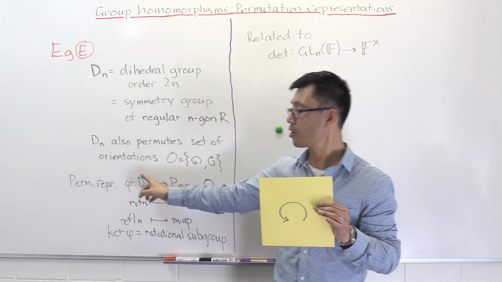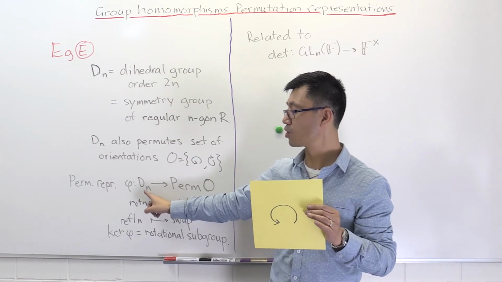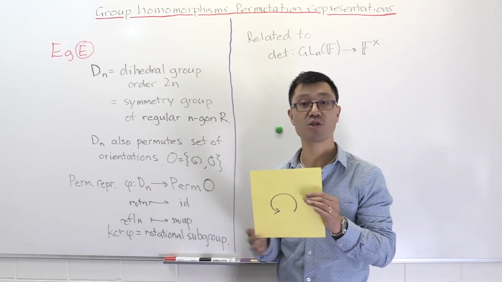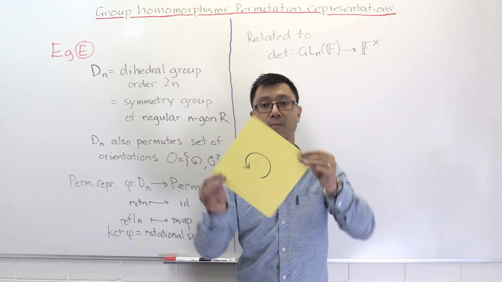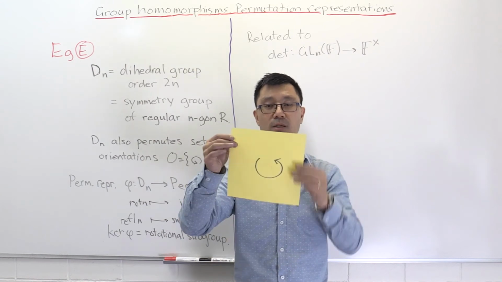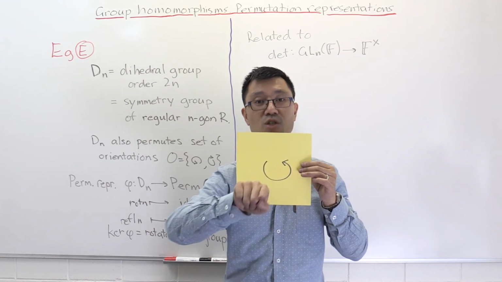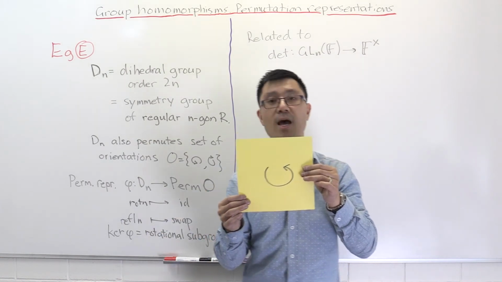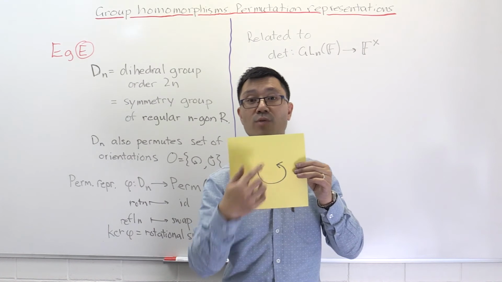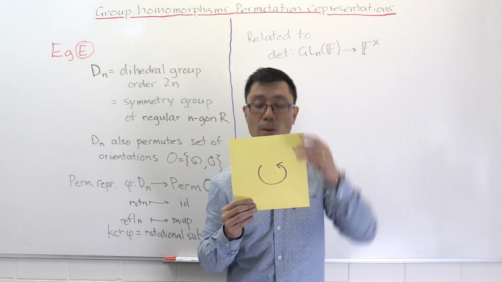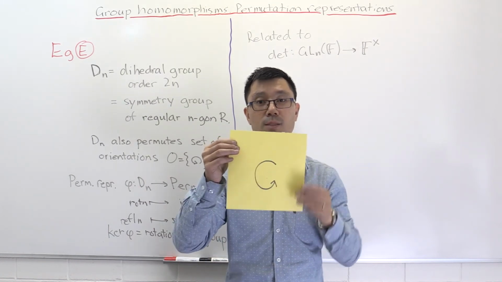Suppose the element of your dihedral group that you're looking at is a rotation. If you rotate, it doesn't matter how you rotate, the normal will stay pointing in the same direction, so the orientation is preserved in that sense. And this anti-clockwise direction that you see here remains going around anti-clockwise.